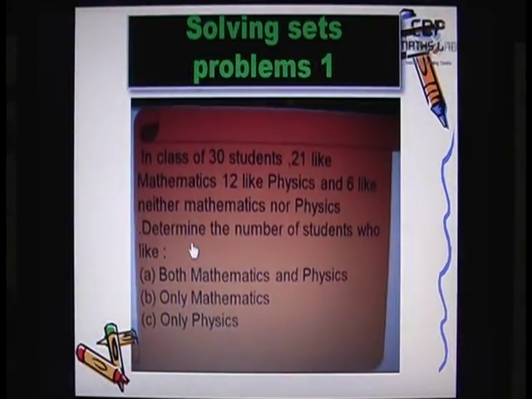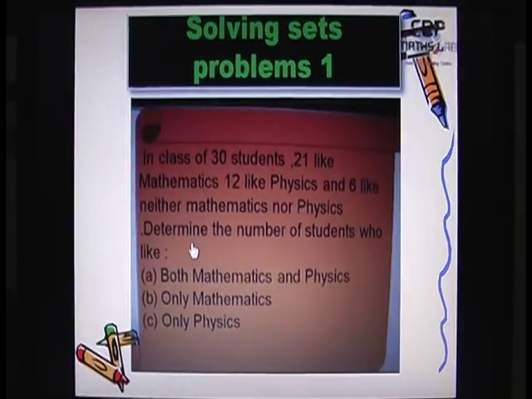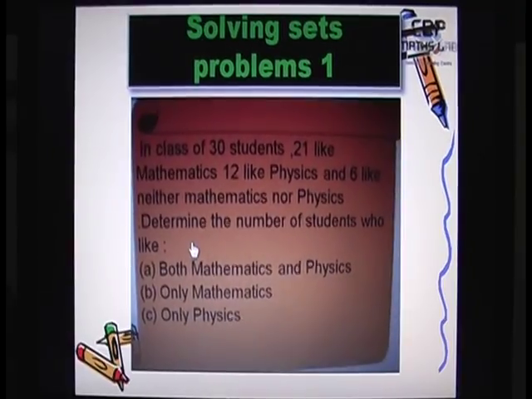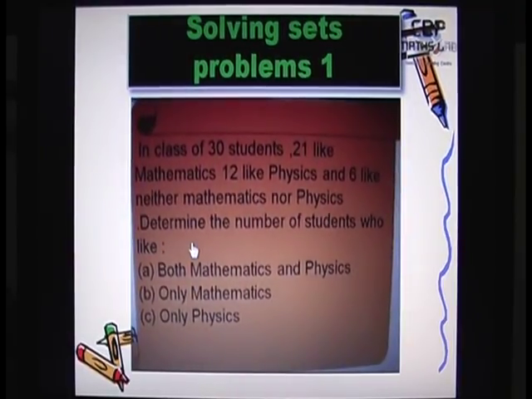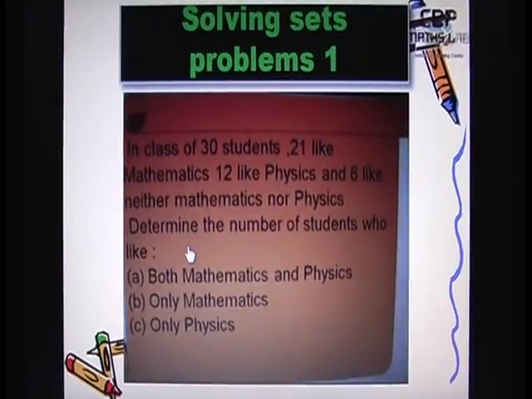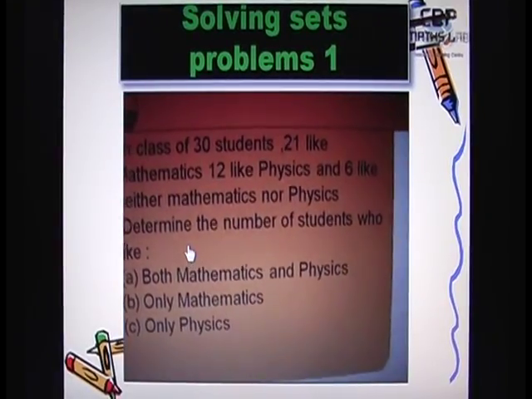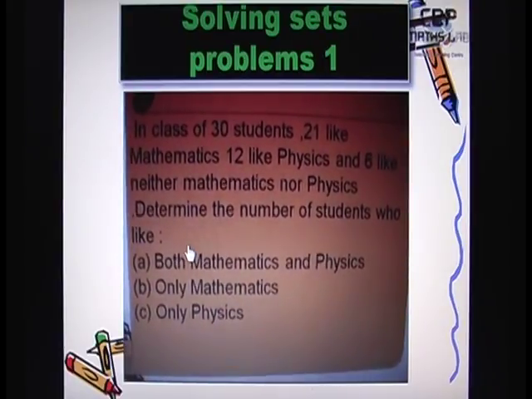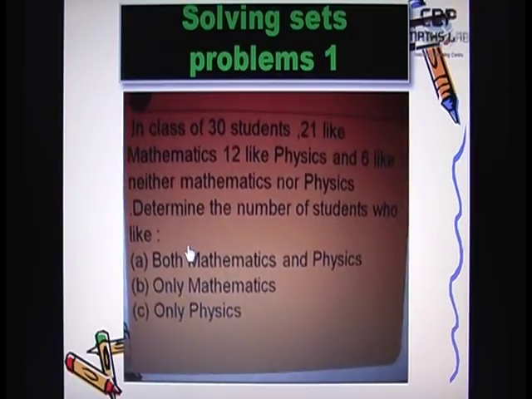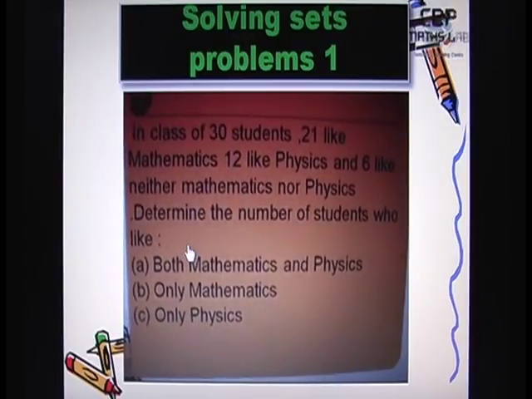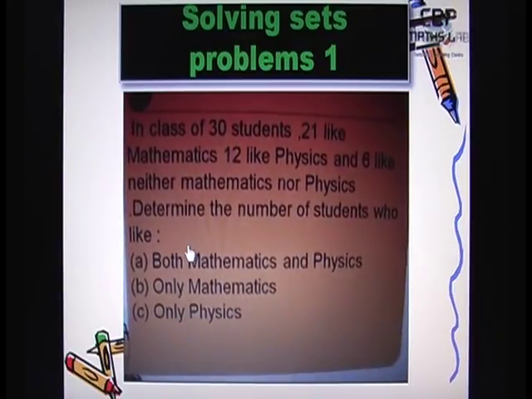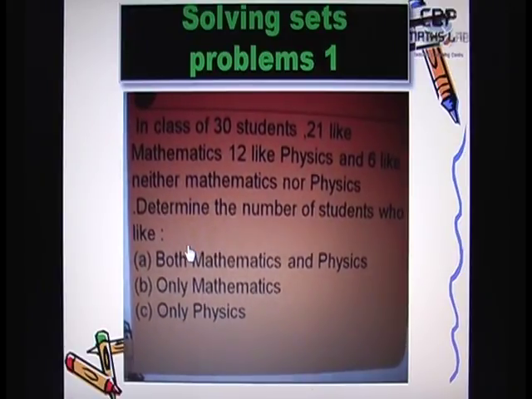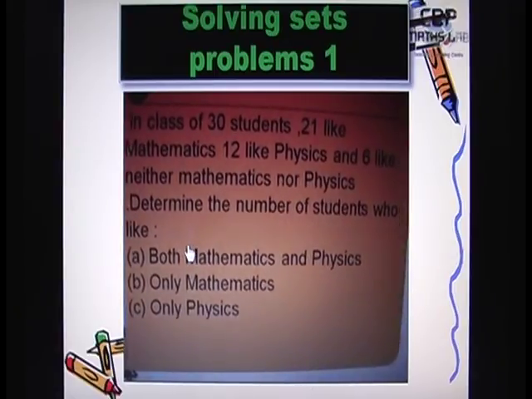You may have not written this question down, so I'm going to ask you to write it down. Now let us read this question together. In a class of 30 students, 21 like mathematics, 12 like physics, and 6 like neither mathematics nor physics. Determine the number of students who like A. both mathematics and physics, B. only mathematics, and C. only physics.